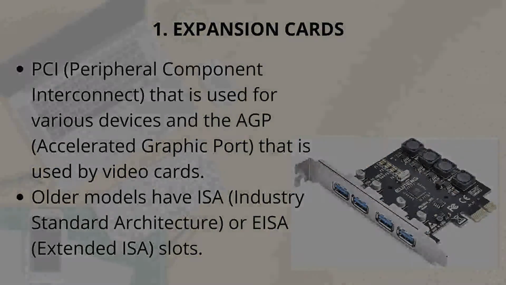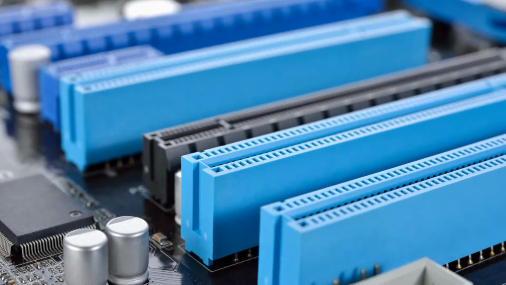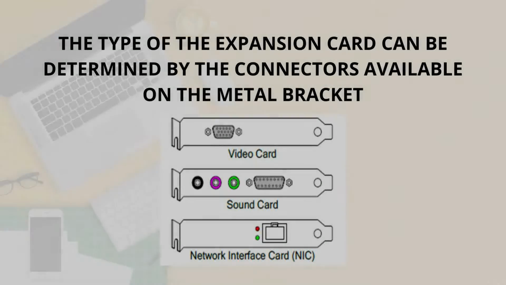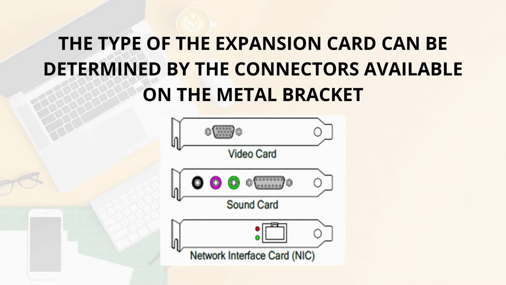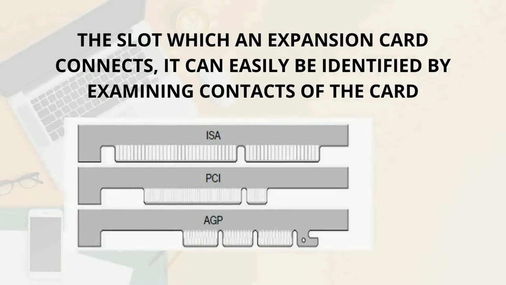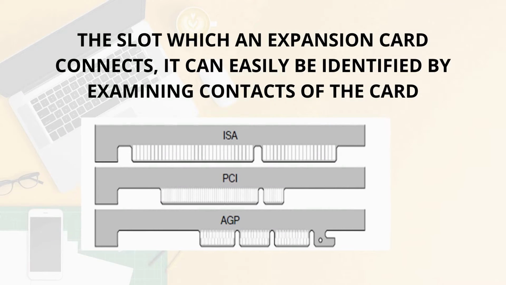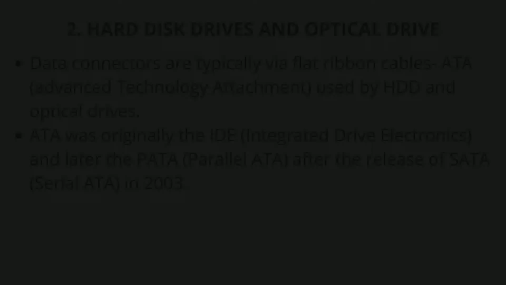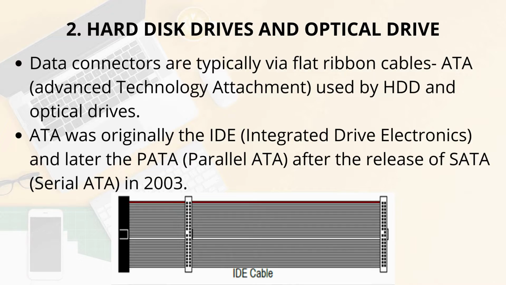Older models have industry standard architecture or extended industry standard architecture slots. The type of the expansion card can be determined by the connectors available on the metal bracket. The slot to which an expansion card connects can easily be identified by examining contacts of the card. Hard disk drives and optical drive.